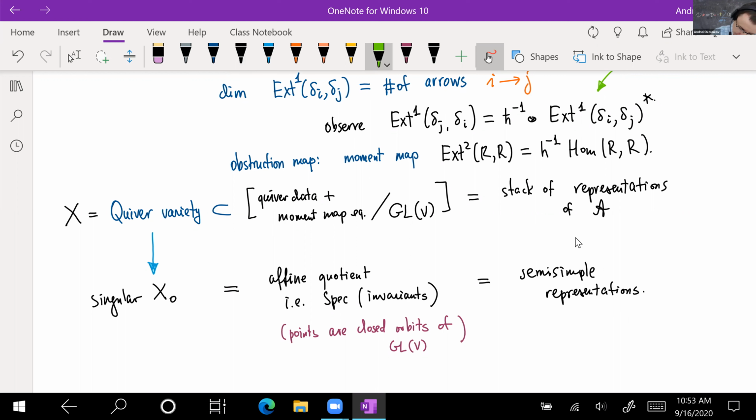And this is this map here. Let's just take a representation. Every representation has a filtration with irreducible quotients. This filtration is not unique, but up to ordering, the direct sum of the quotients you take is unique. So this is semi-simplification.